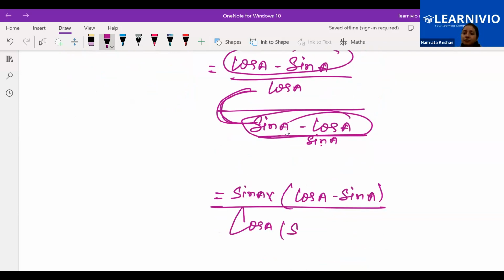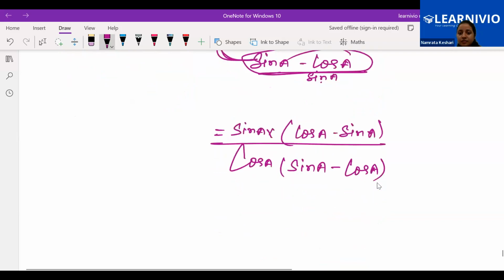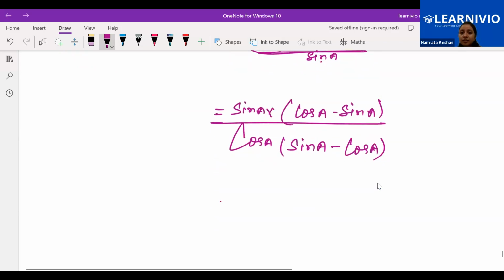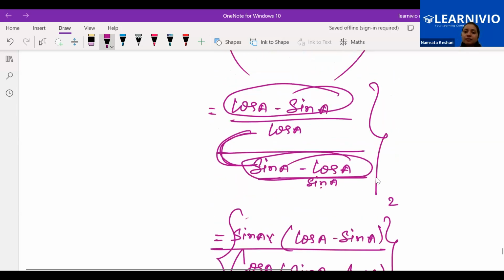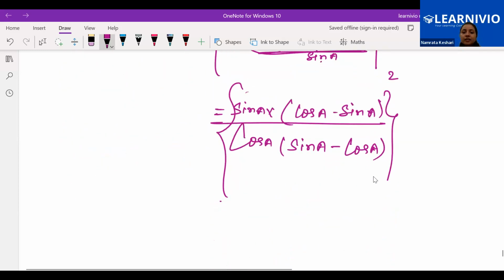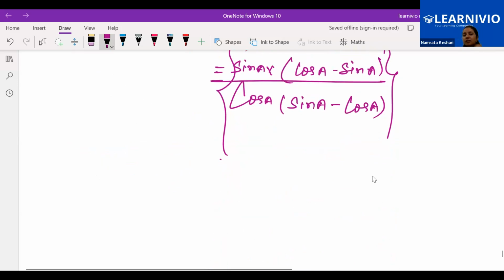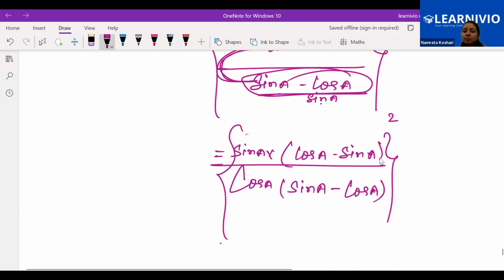Are you getting any confusion? Anyone having any confusion so far? If I'm doing it quickly, the square is still there. Anyone having any confusion so far? See, this particular simplification we are doing from the very beginning. Now we can take out minus common, maybe from the denominator's bracket or maybe from the numerator.